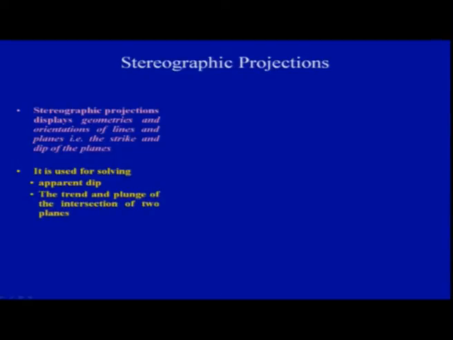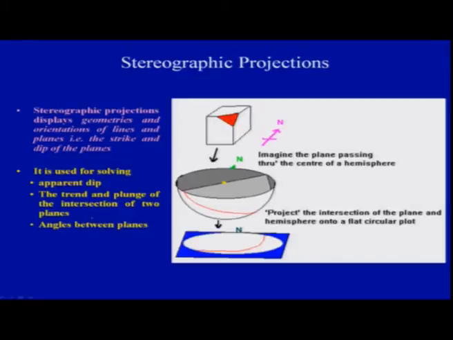For example, we will collect the information from the field, and then we can plot it on the stereonets. Stereographic projection displays geometries and orientation of lines and planes, that is the strike and dip of the planes, and it is used for solving apparent dip. If you have an apparent dip, you can easily make out and identify the true dip of that area also. Then with the trends and plunge of the intersecting planes, you can make out whether it is a plunging fold or non-plunging fold.